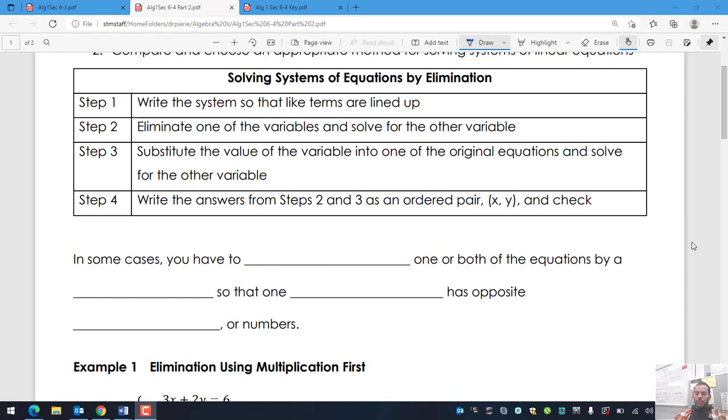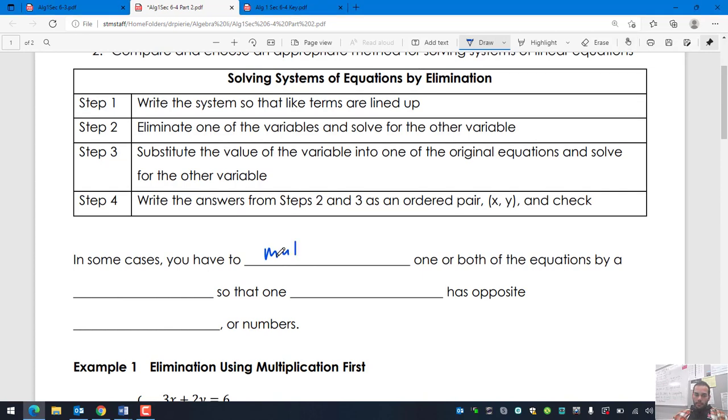All right, guys, so in this lesson, we're going to take a look at some elimination questions that might be a little bit more difficult, where you have to do some work in order to get to a place where you can eliminate one of your variables. So in some cases, you may have to multiply one or both of the equations by a constant. Okay, what is a constant? All a constant is just a number. So that one variable has opposite coefficients or numbers.